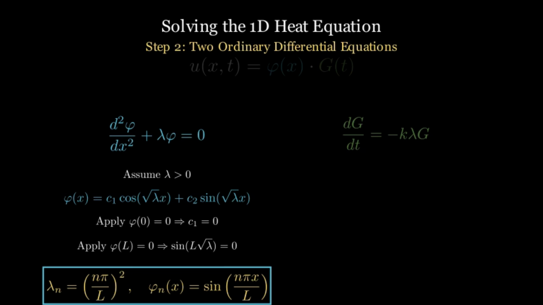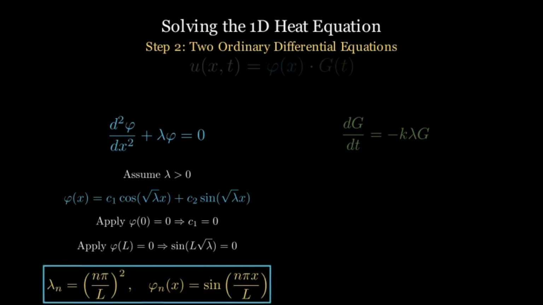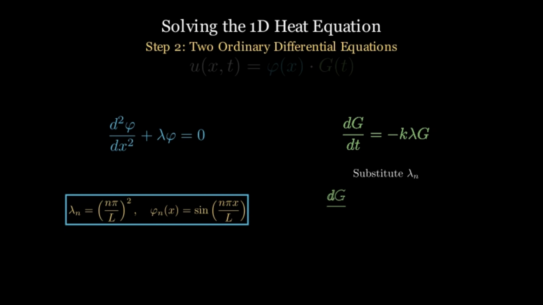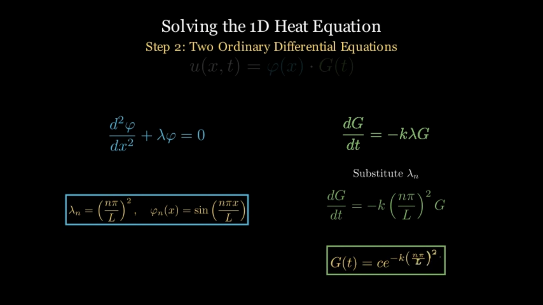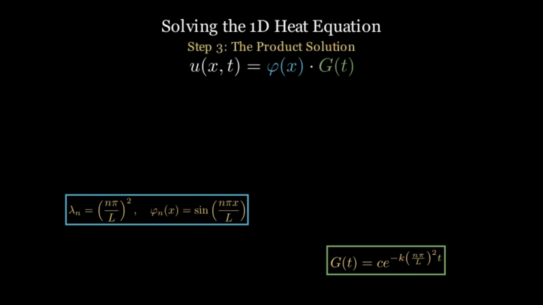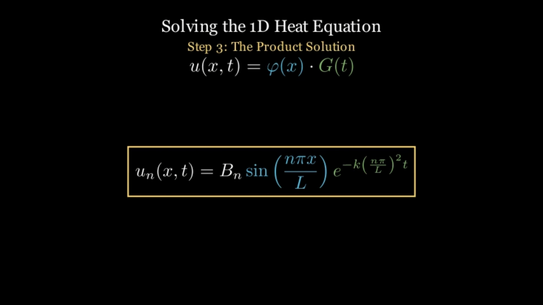Now, for the time equation, with our eigenvalues locked in, it's just a standard ODE. The solution is an exponential decay function, which models how the heat naturally dissipates and fades away as time ticks forward. Finally, we glue our separate parts back together. We multiply the spatial sine wave by the exponential time decay. Because an infinite number of waves can fit inside our boundaries, we actually get an infinite family of solutions, completely solving our PDE.